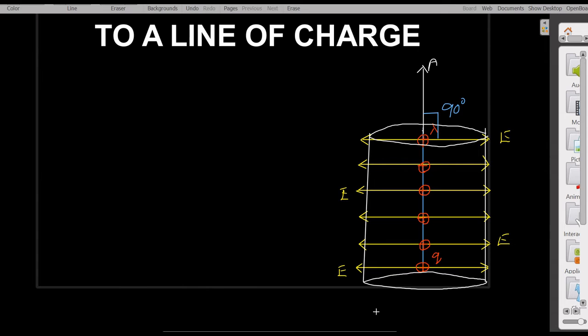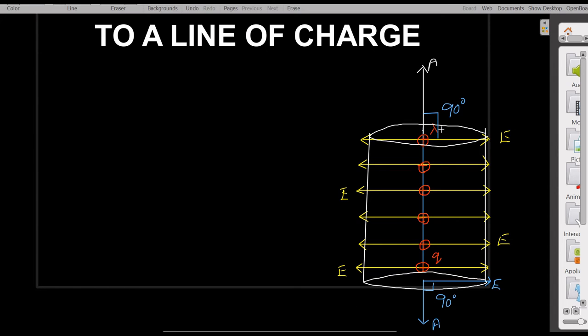Similarly, at the bottom flat surface also, the area vector A is perpendicular to the plane of the surface, and here we can see electric field is acting perpendicular to the area vector. This is the electric field. So I represent the electric field as capital E, area vector A, between them there is an angle 90 degree.